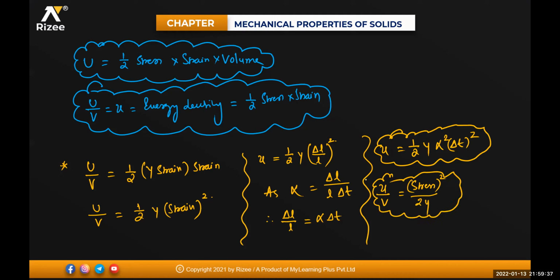Just rearranging this one, beta. Okay, strain I'm writing in terms of what? Strain I'm writing as stress divided by Y, because we know this formula: stress by strain is equal to Young's modulus. So U by V is also equal to stress whole square divided by 2 times Young's modulus. Clear, beta? Is it clear?